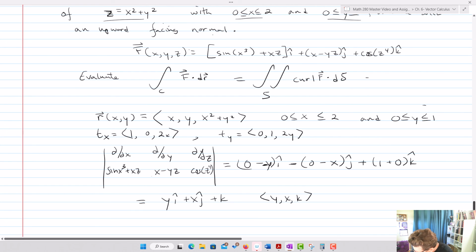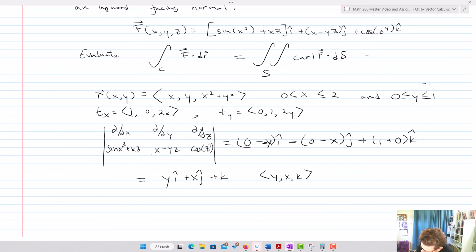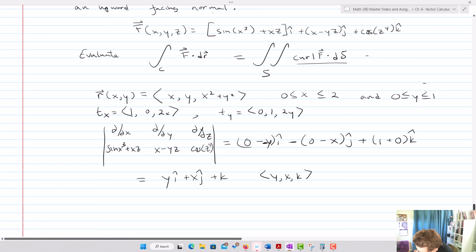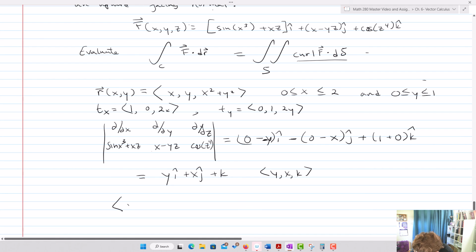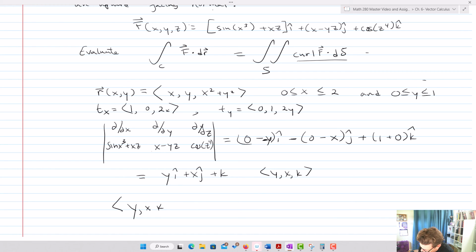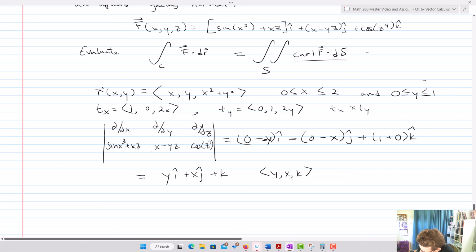Great. And now I'm just going to find the dot product of the two of those, because we want the curl of f dot ds. So I've got yxk dotted with, first I have to go find that cross product. I need the cross product tx cross ty. So that's going to be 1, 0, 2x, 0, 1, 2y.